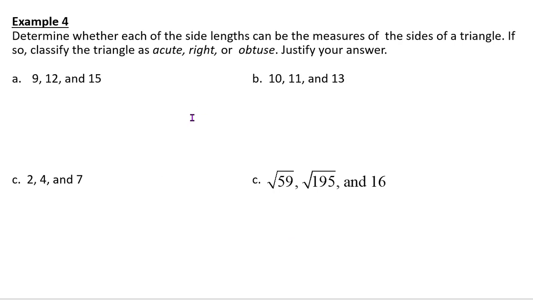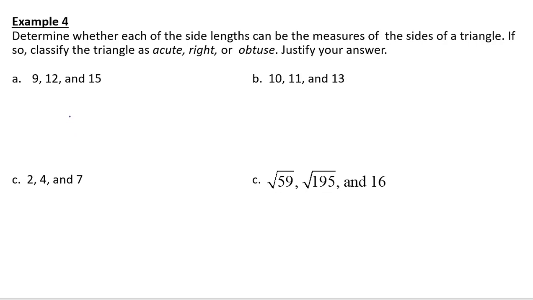Determine whether these side lengths can be used to determine a triangle. If so, classify the triangle as acute, right, or obtuse. So this is some fun review. Remember, two sides of the triangle have to add up to be larger than the third. So 9 plus 12 is definitely greater than 15. 12 and 15 definitely greater than 9. And then lastly, 9 and 15 definitely greater than 12. So we have a triangle.